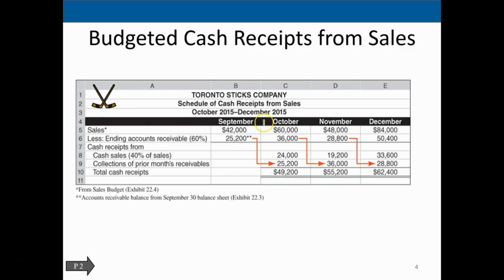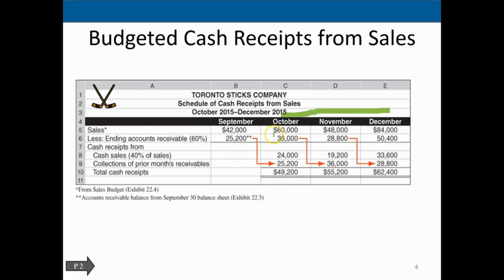If we look at this schedule, the schedule of cash receipts, we're concentrating on the last quarter, October, November, and December, but we will need some information from September in order to do those calculations. So keep that in mind as you go through these budgets. We're really looking at the current quarter in this case, but of course we're going to need some numbers from the prior period in order to generate these numbers.